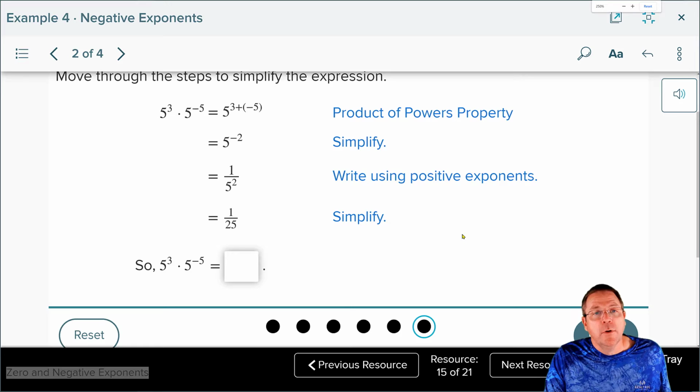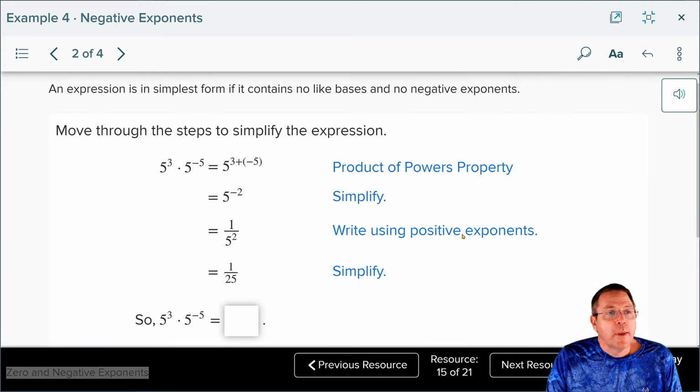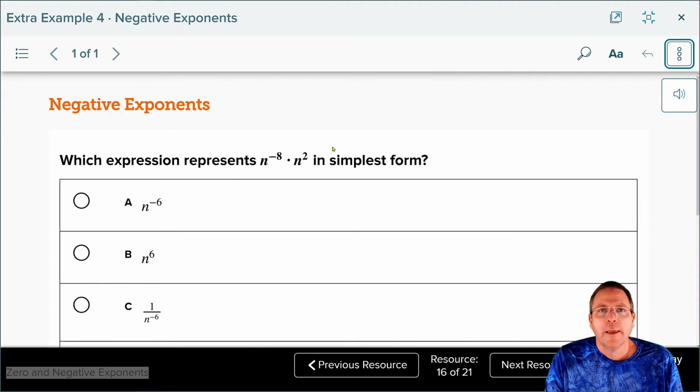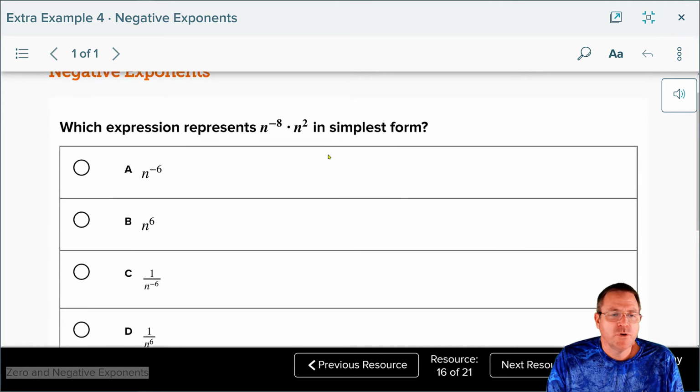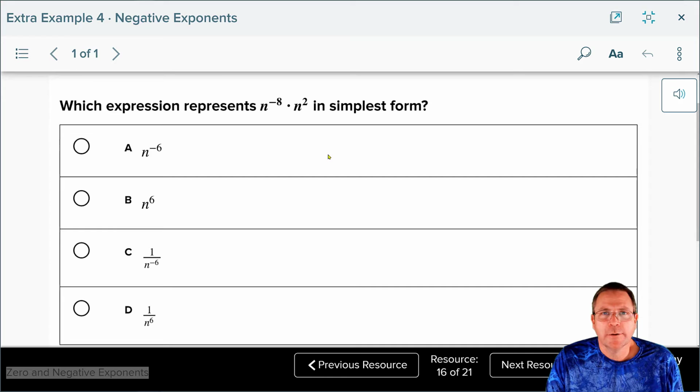I'm not going to, but that would be showing your work on how to change the expression into simplest form, which means it's going to have no like bases and no negative exponents. So honestly, this right here would have been the answer to their initial question, and they took it even further, going all the way to 1 over 25. And now it's your turn. Go ahead and stop the video, solve this problem, and then pick out which one of these 4 answers is going to be correct.